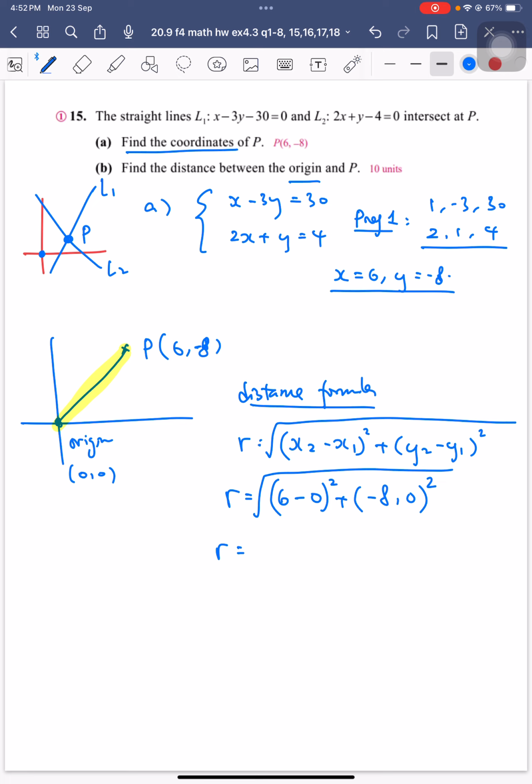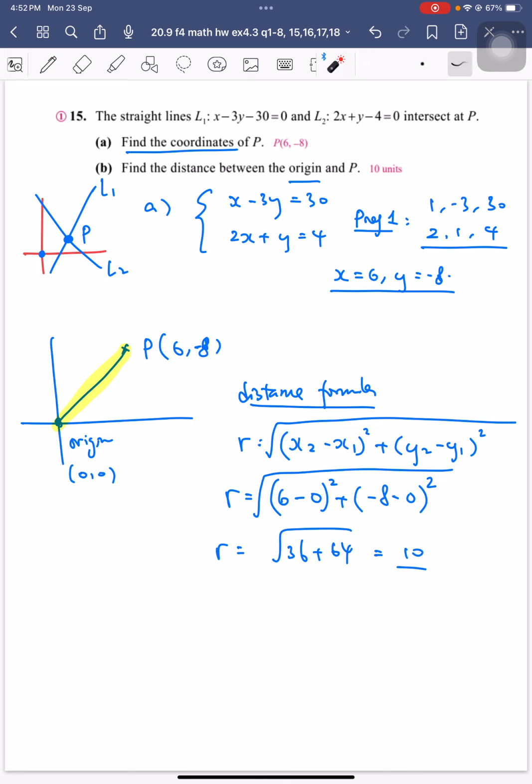So r should be equal to the square root of 6 minus 0, giving you 6, squared giving you 36. Similarly for this one, negative 8 minus 0, that's negative 8, and 8 squared gives you 64. Then I take the square root, giving you 10. So that's question 15.